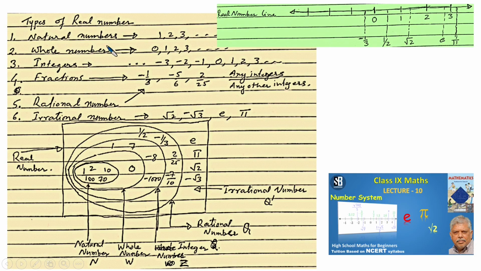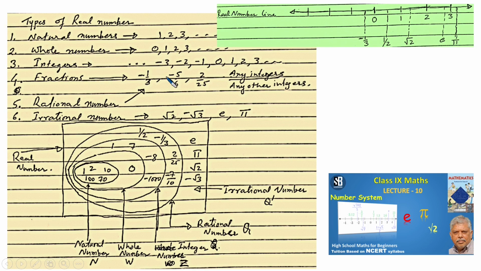This is types of real numbers, and this is your real number line. You have natural numbers, which we call N. Then we have whole numbers: with the natural numbers 1, 2, 3, you add 0, then you get whole numbers. This set belongs to this bigger set. And if you take negative numbers also, then you have integers, Z.